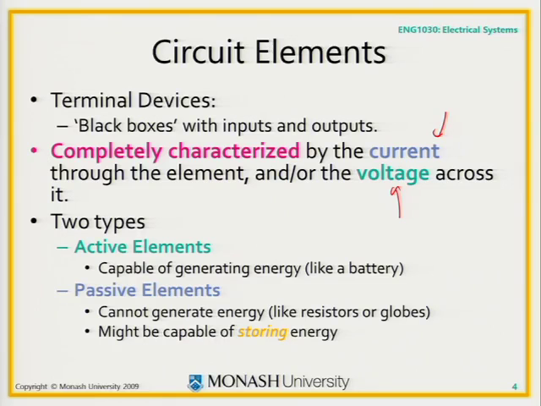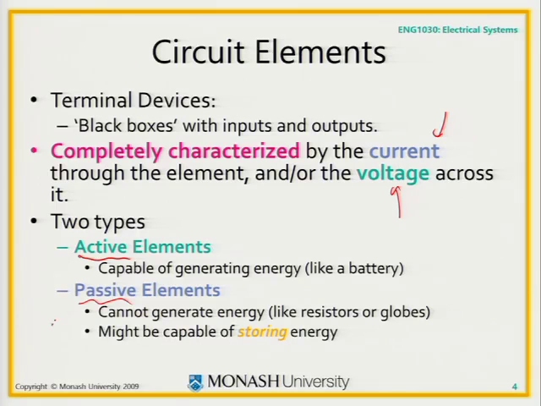Now we're starting to expand on that, and we're going to classify these elements into 2 types, what we call active elements and what we call passive elements. As you might guess by the name, an active element is capable of generating energy. So it might be a battery, a solar cell. You might model an active element as a wind turbine, or a turbine in nuclear power generation. Anything that is capable of generating energy is an active element.